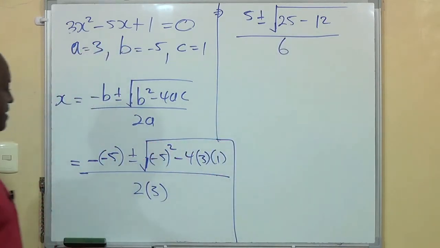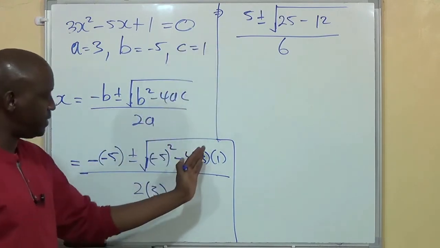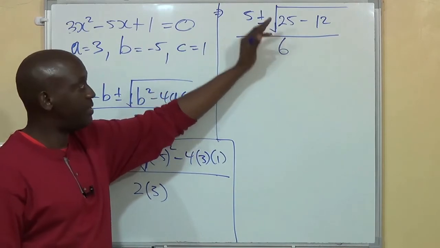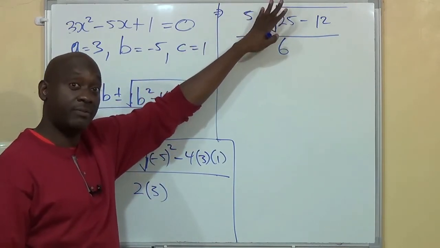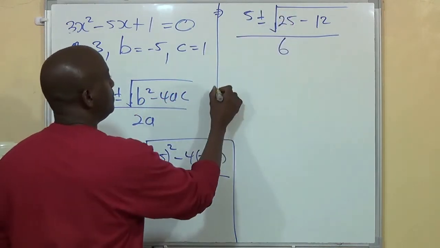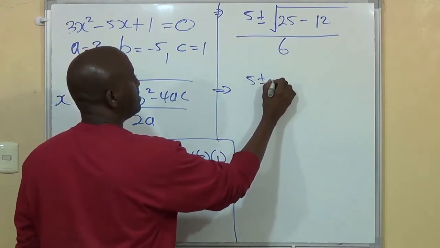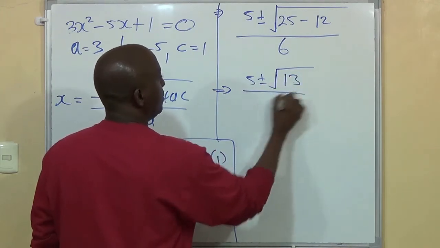So it starts off looking all complicated, but as we substitute and as we perform the operations, we see it start to get simpler. So this here will be the very first time that we would have performed any kind of arithmetic operation at all. So that would be now 5 plus or minus the square root of 25 minus 12, which is 13, all over 6.